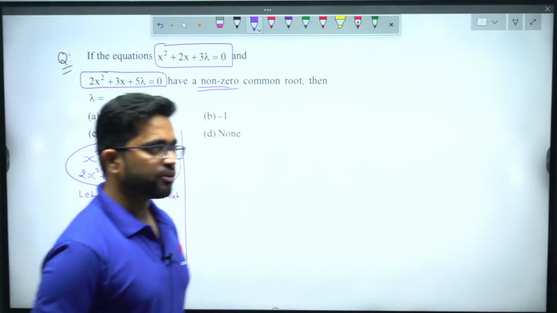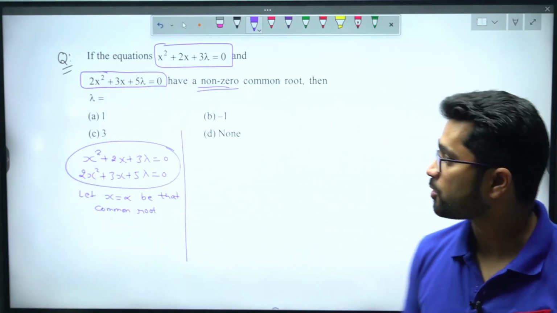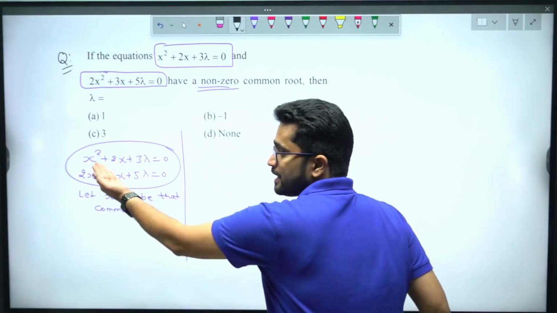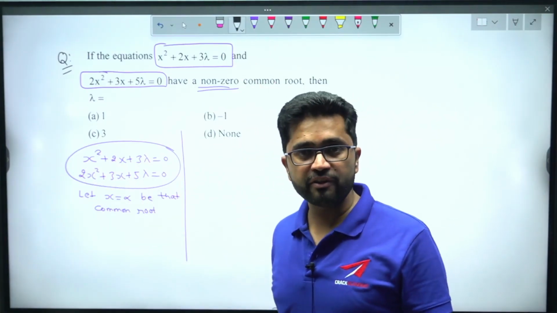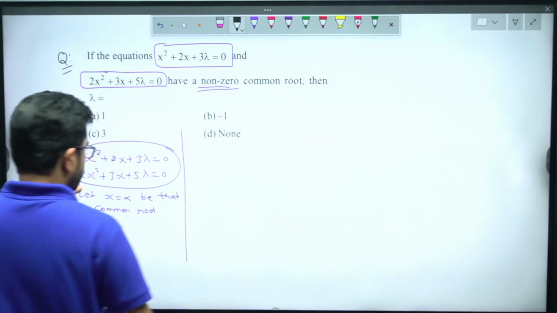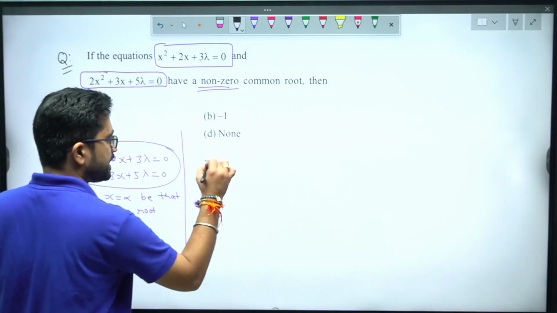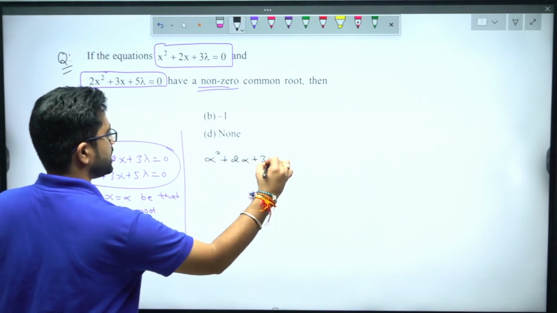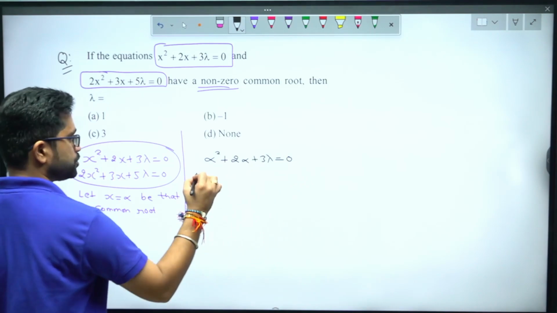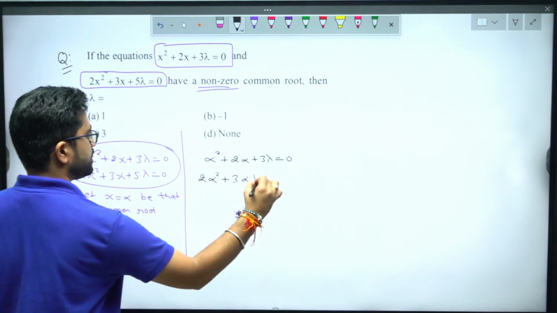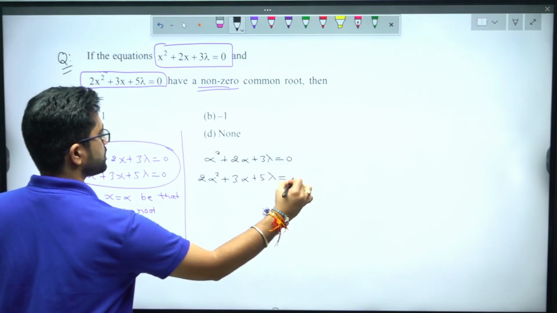Let x equals alpha be that common root for which they are talking. If x equals alpha is the common root, you can directly put x as alpha here. x equals alpha will satisfy the two equations. If you put x as alpha, you will get alpha square plus 2 alpha plus 3 lambda equals 0. Next you will get 2 alpha square plus 3 alpha plus 5 lambda equals 0.